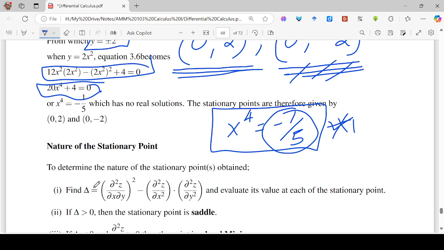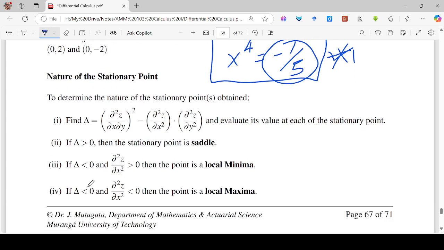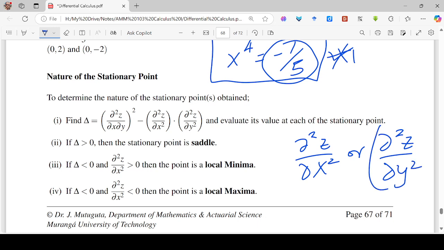If the value of delta is positive, then the stationary point is a saddle point. If on the other hand, the value of delta is negative, that is less than 0, then the point could be a maximum or minimum. And to determine whether it's a minimum or maximum, we find the value of the second order partial derivative. That is, we find d squared z by dx squared or d squared z by dy squared. We find any of these at the stationary point.